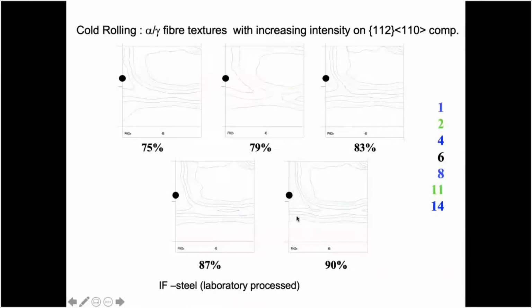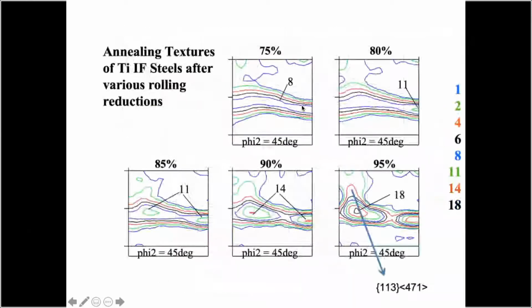So here we have a maximum of 14 times random. So this is already quite a strong texture after rolling. If you now anneal this texture, then you get this. You don't get an alpha gamma fiber texture anymore, but we get this gamma fiber texture.